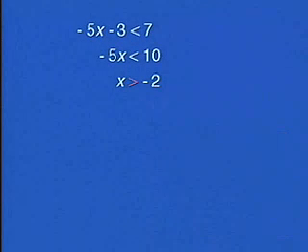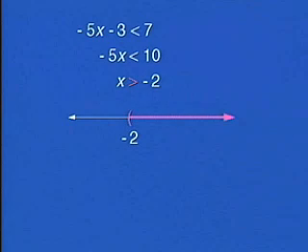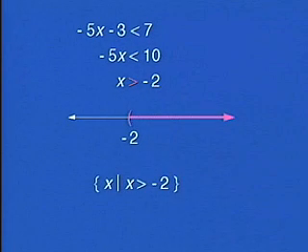Now let's look at the graph of this solution. We have our number line with the point negative 2 marked. We have a parenthesis there since we do not want to include the value negative 2, and we've shaded it to the right. In set notation, this is the set of all x such that x is greater than negative 2. Now there's another way we can write the solution to this set of numbers.